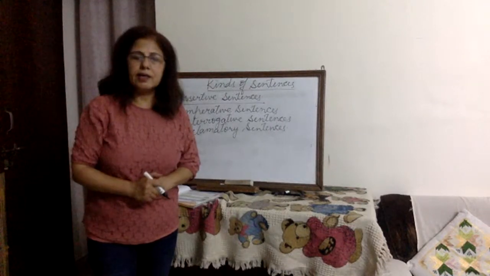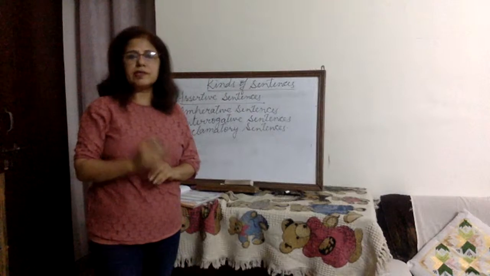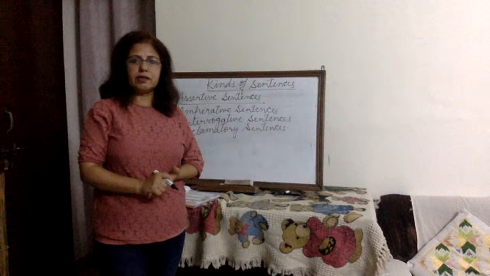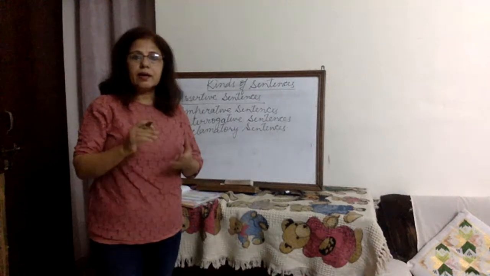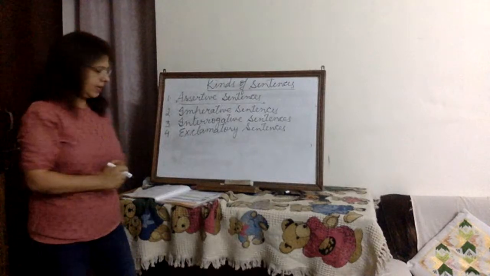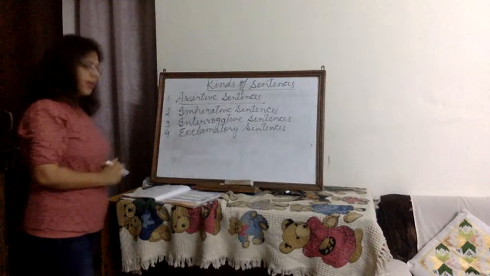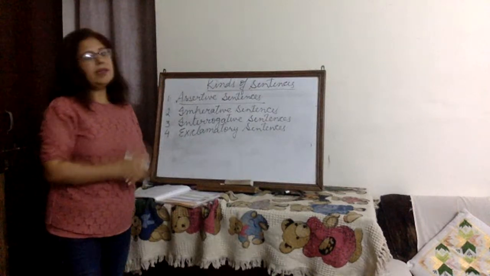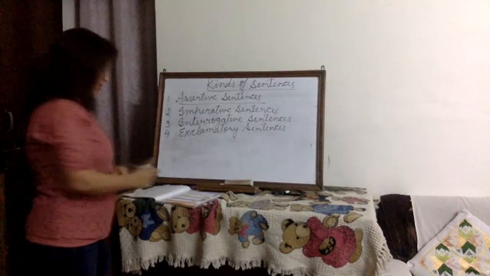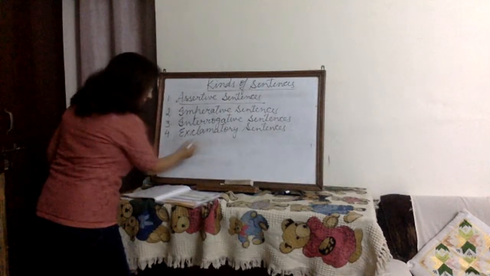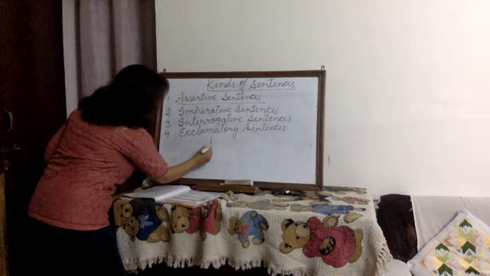How pretty that girl is. What a beautiful scenery that is. How beautiful she is. How pretty. What a pity. How clever the fox is. So all these are exclamatory sentences and we put the sign of exclamation. What is the exclamation sign? This is the exclamation mark.